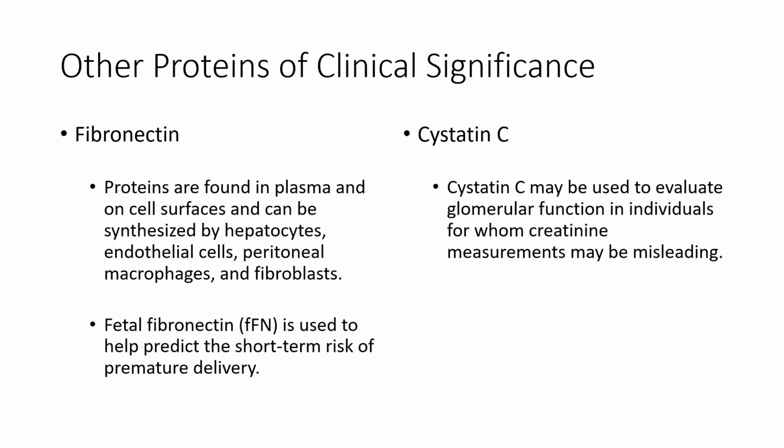Fibronectin proteins are found in plasma and on cell surfaces and can be synthesized by hepatocytes or liver cells, endothelial cells, peritoneal macrophages, and fibroblasts. Fetal fibronectin is used to help predict short-term risk of premature delivery. Cystatin C may be used to evaluate glomerular function in individuals for whom creatinine measurements may be misleading.